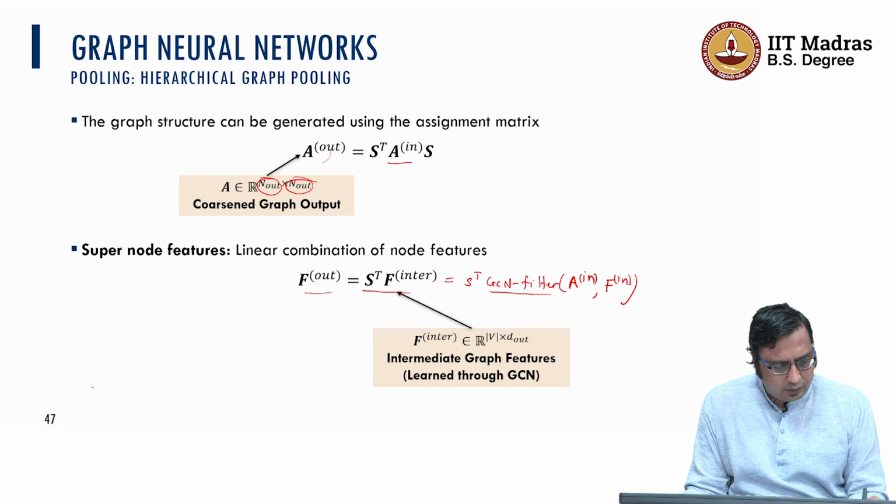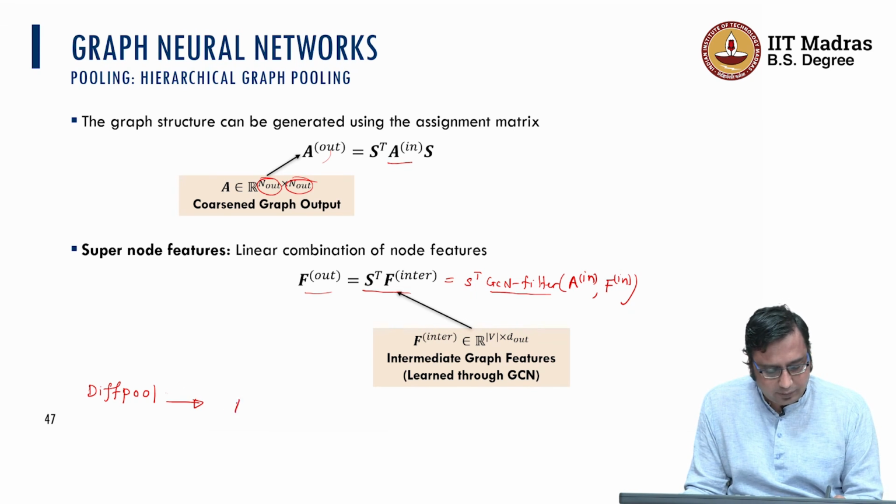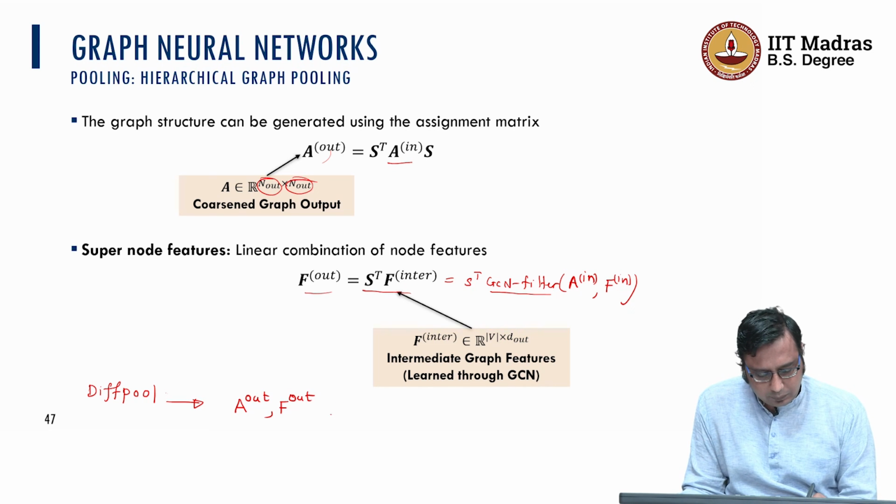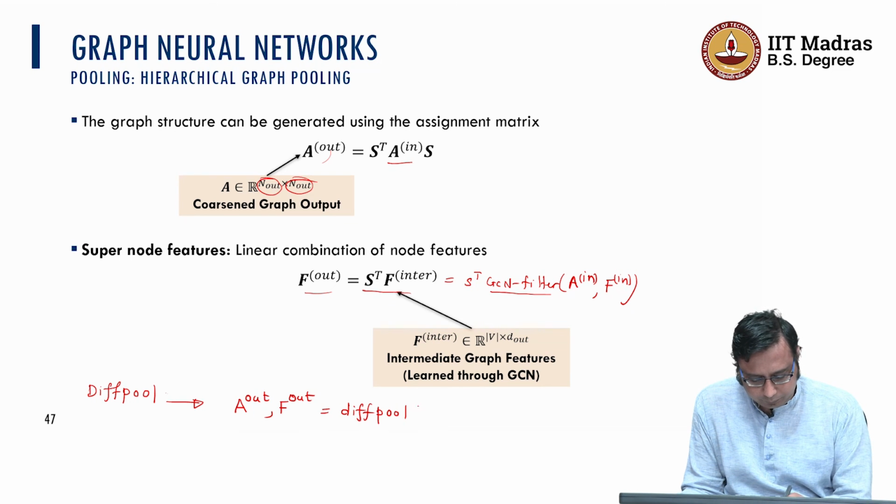Hence, the DiffPool graph pooling operation can be summarized as follows: we are interested in finding A_out and F_out, which go through a set of DiffPool operations where the input is A_in and F_in.